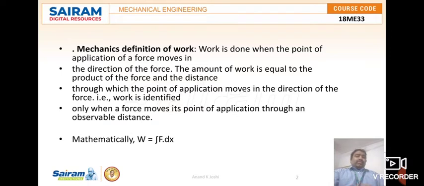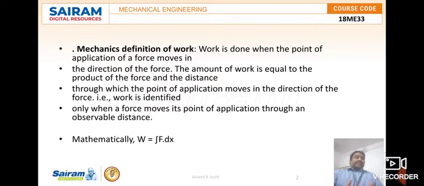Okay, so generally in the lower level classes you have studied about work. What do you mean by work? You know that whenever you apply a force on an object, the object can move in the direction of the force itself. When you hit the object or put a force on the object, it will move in the direction of force itself. So that is what we call work.